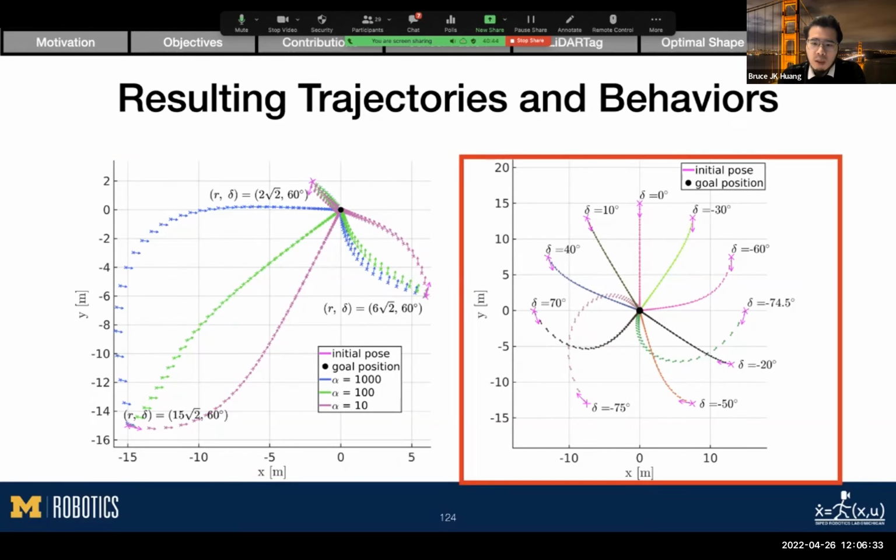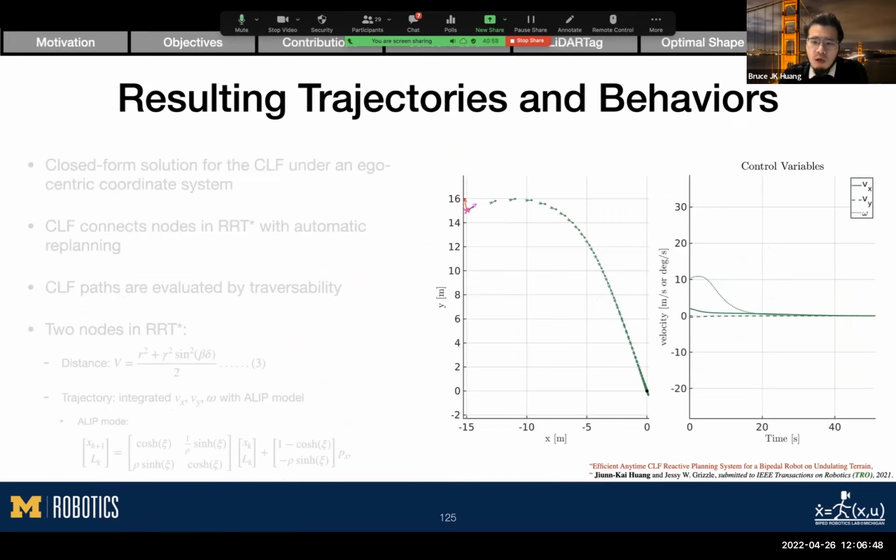And the right shows relative heading angle versus trajectory. We fix the robot at 15 meters away from the goal, and we change the orientation of it. You can see the trajectories. And we pick one of the trajectories.